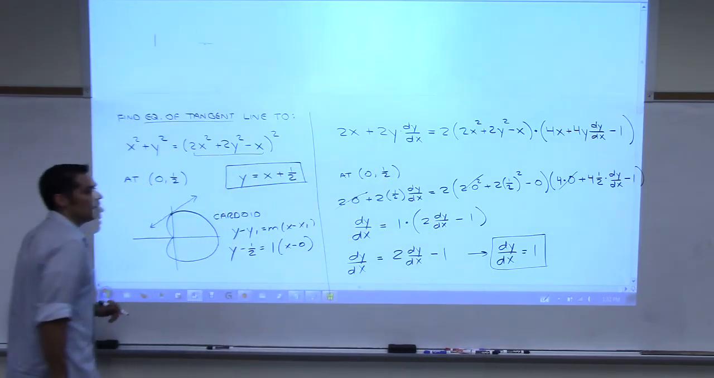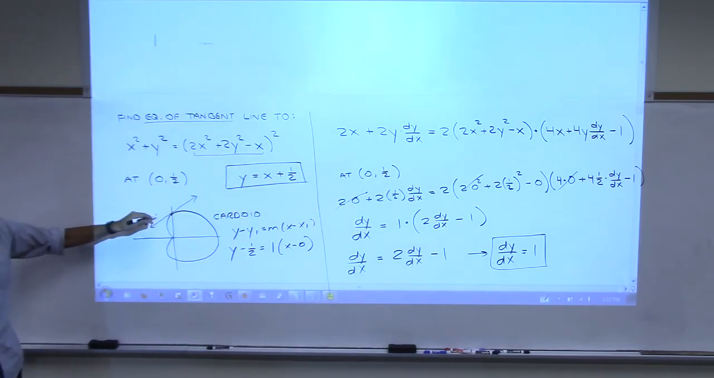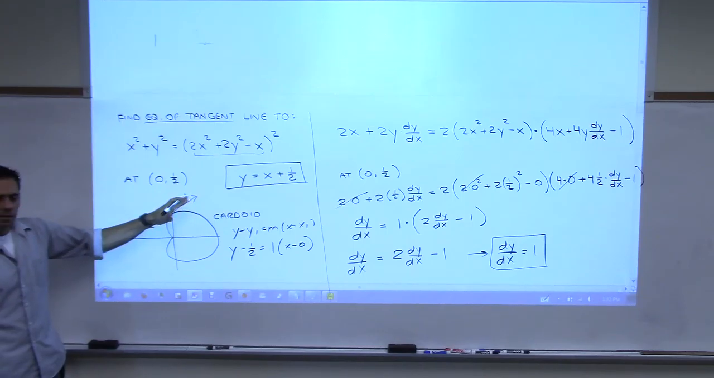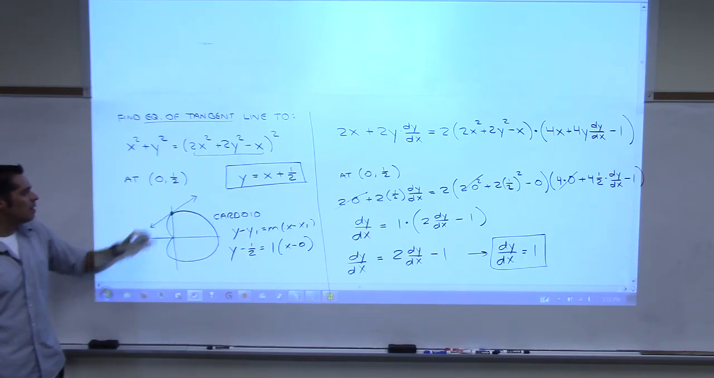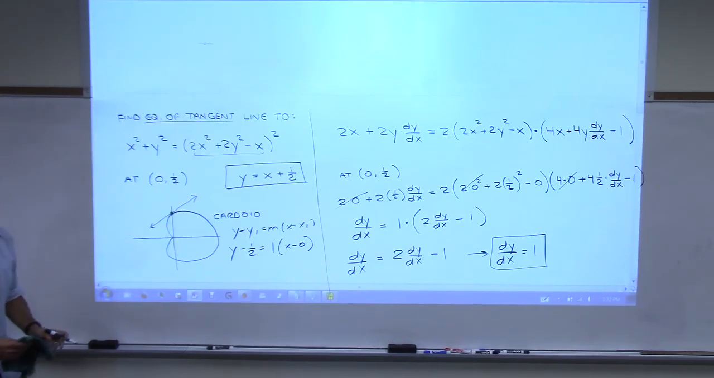So if you graph that line, it's that one right there. It has a slope of 1, and it passes through that point (0, 1/2). It's tangent to the curve. We good? All right, let's do another one.